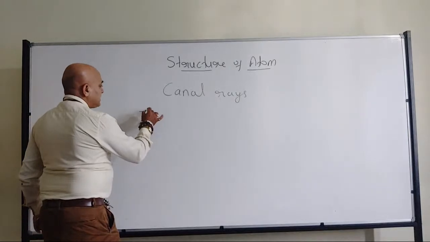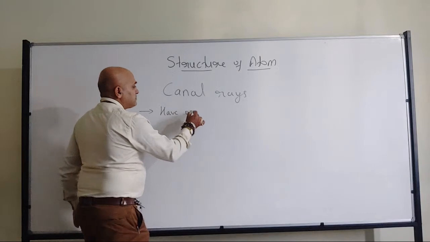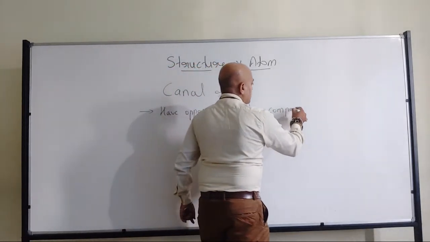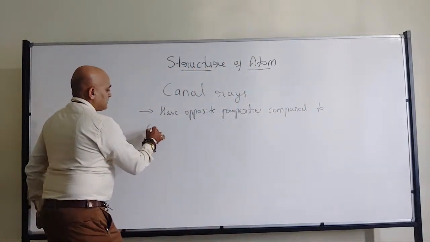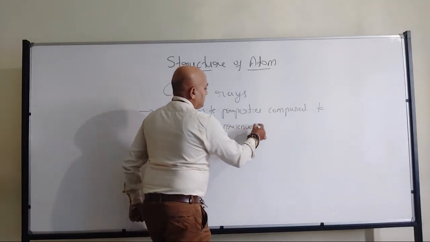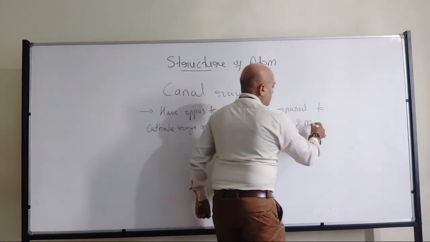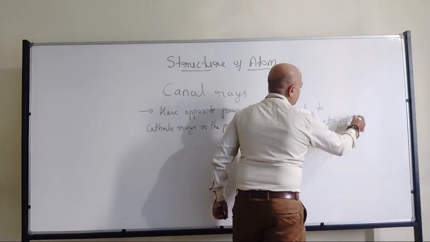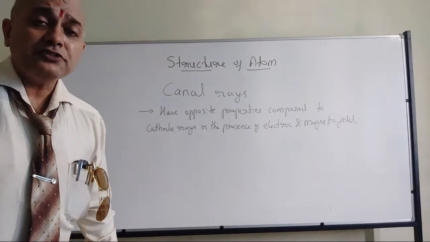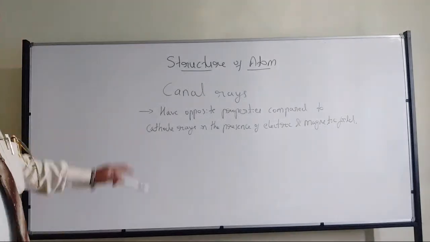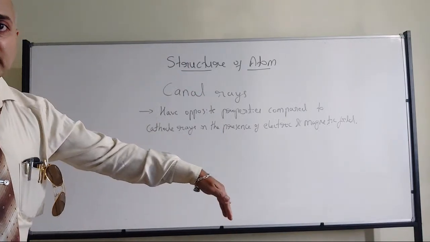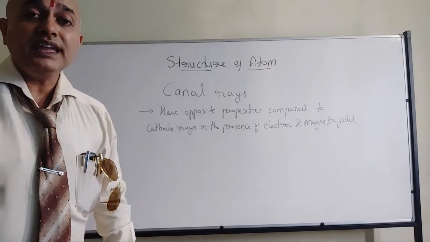Now, what they observed here is that these are radiations which have opposite properties compared to cathode rays in the presence of electric and magnetic fields. So what is that? Whatever way cathode rays behave in the presence of electric and magnetic fields, these rays behave exactly opposite. That means cathode rays bend towards the anode, right? So here they will bend towards the cathode. So they have exactly the opposite properties to those of cathode rays.